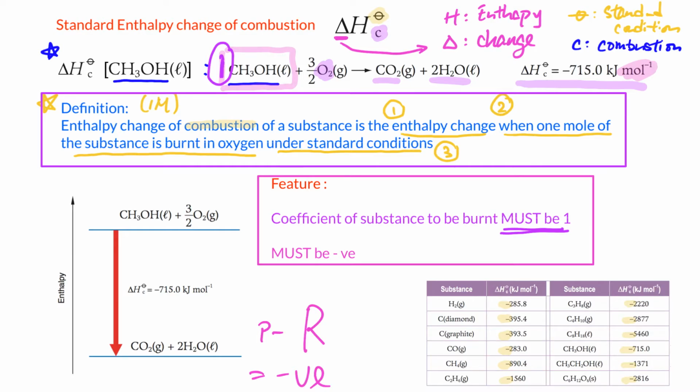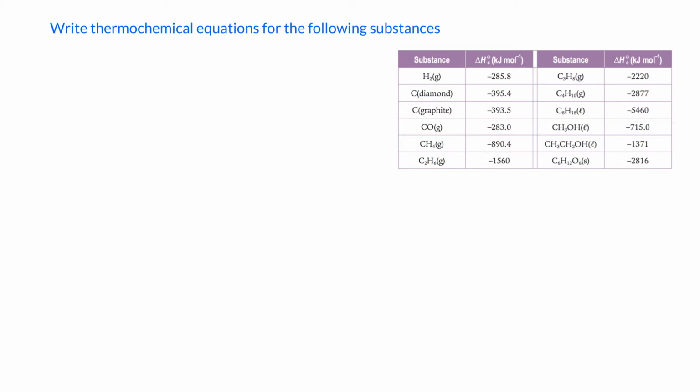So let's have first practice. Write thermochemical equation for the following substances. We have a lot here, we'll just pick a few of them. For example, let's do H2, let's do butane, and then we can do ethanol. So the equation, basically you have H2, you burn it in oxygen.